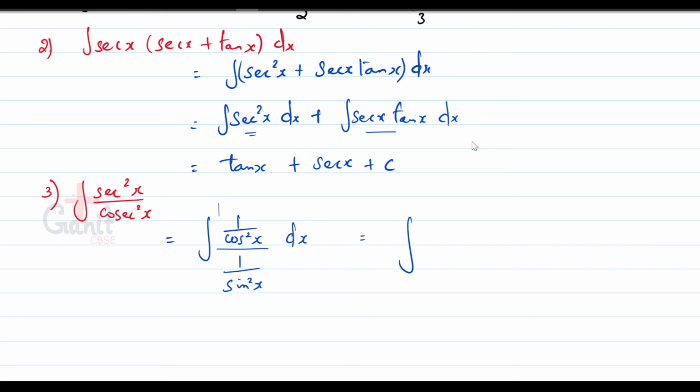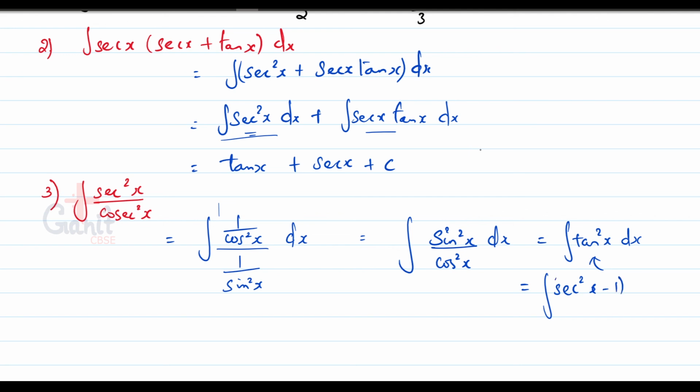So 1 by cos square x and 1 by sin square x. If I bring sin square x to the numerator, I'll get sin square x, and 1 by cos square x to the denominator, I'll get cos square x. So we know that sin square x divided by cos square x is tan square x. But still I don't have a formula for the integration of tan square x. I have a formula for integration of secant square x, which we used in the last problem. So I'm going to change tan square x as secant square x minus 1 dx.